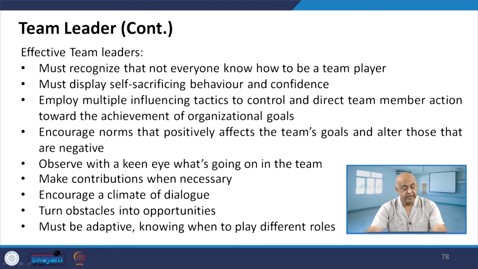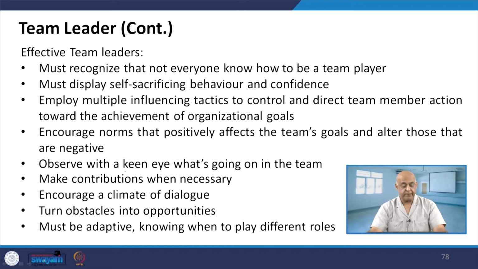So the team leader must display self-sacrificing behavior and confidence, because he has to prove himself as a leader. When team members see that their leader is sincerely hardworking, competent and punctual, then definitely they will have the confidence that, yes, if we are working in this team, we have to display all this self-sacrificing behavior.